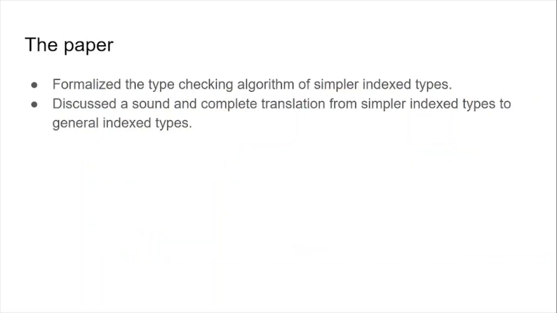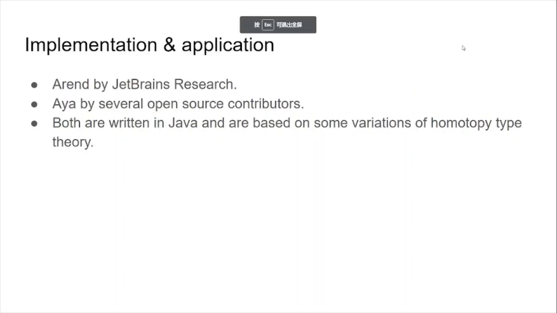In the paper, we have formalized the type checking algorithm of simpler index types in the setting of a simple dependently typed lambda calculus with function definition and pattern matching. We have also discussed a sound and complete translation from simpler index types into general index types. In the end, we would like to talk about the implementations and the applications of simpler index types.